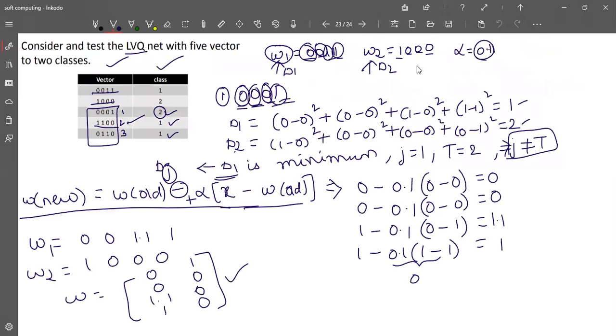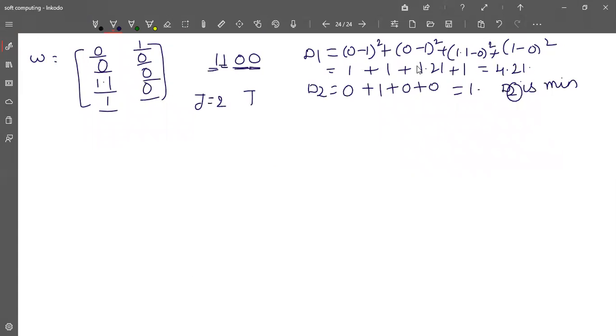Let's see the class of the second vector. It is 1. So our j is equal to 2, but our target is equal to 1. So we achieve the condition j not equal to t. If j not equal to t, we have to use the formula which we have used for the previous input for updating the weights. Since D2 is minimum, we will be updating the second vector of our weight.